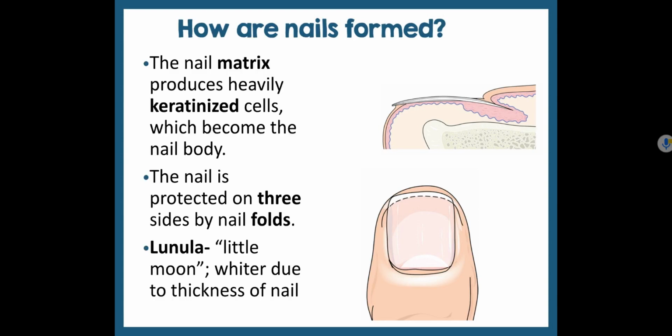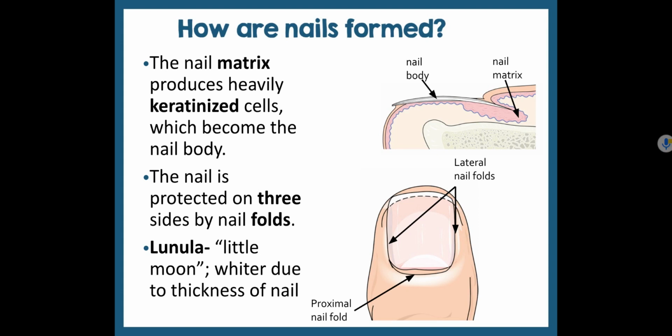I'm going to go ahead and fill out the entire slide so I can identify some things as we go. So the nail matrix is the area where the fingernails and toenails start to grow. The arrow in the top right corner of your screen points to this area. It produces heavily keratinized cells, which become the nail body. And the nail is protected on 3 sides by nail folds. You have 2 lateral folds on the sides and 1 proximal fold at the base of the nail.